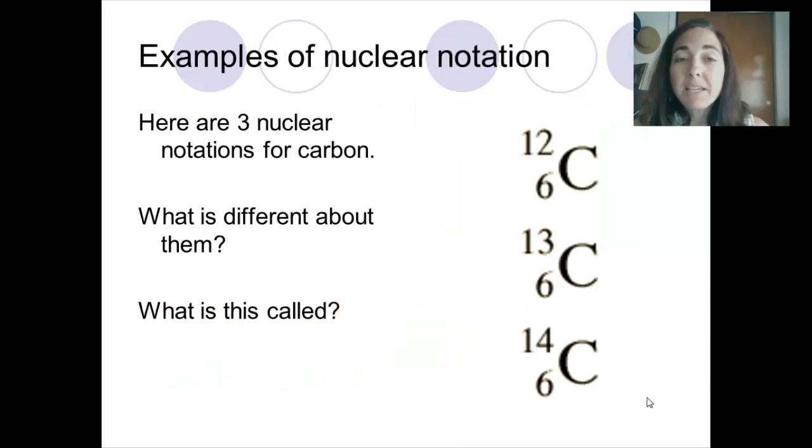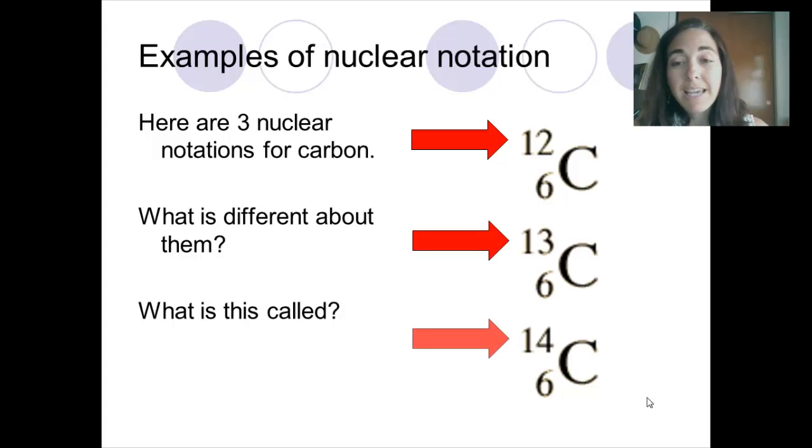Now here are some examples. These are the three nuclear notations for carbon. You see that each one has the symbol C for the element carbon. The bottom number for each one of these notations is 6, which is the atomic number for carbon. So what's different about them is the top number. That's the mass number. This isotope has a mass number of 12, while this carbon form has a mass of 13, and this element of carbon has a mass of 14. These are called isotopes. Carbon has 3 isotopes, carbon 12, carbon 13, and carbon 14.